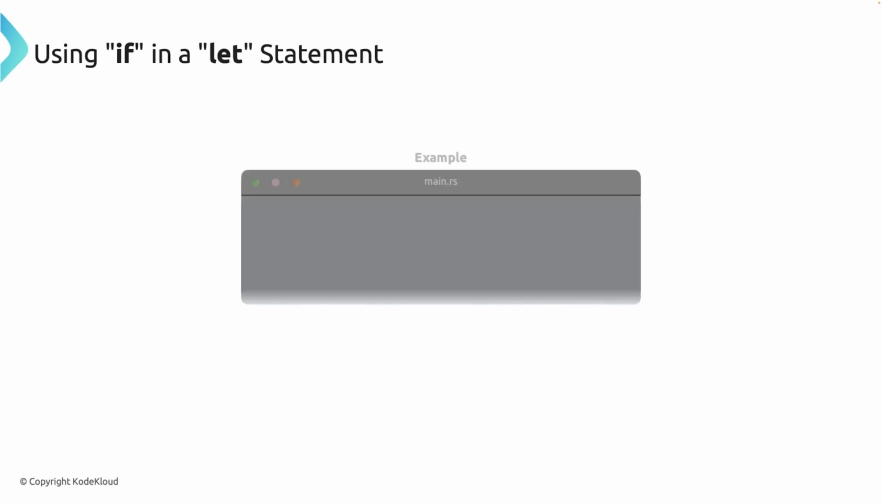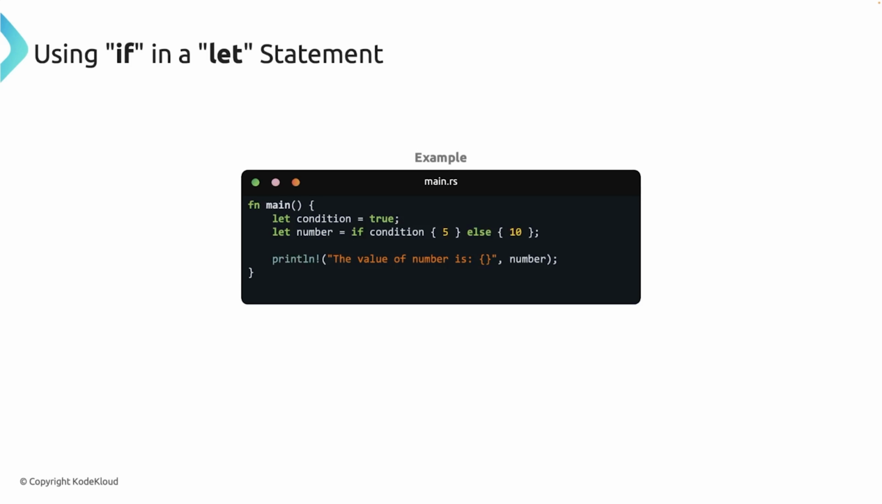Now, in Rust, if statements can be used to assign values to variables. This is particularly useful for concise conditional assignments. In this example, the variable number is assigned the value 5 because the condition true evaluates to true. If the condition were false, number would be assigned the value 10. So if you're going to run this, the output will be that the value of number is 5.